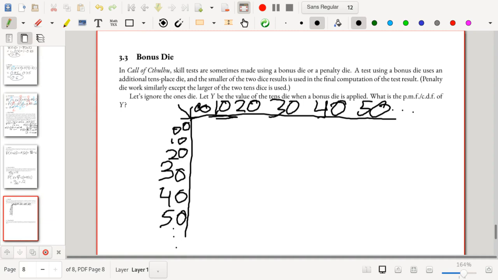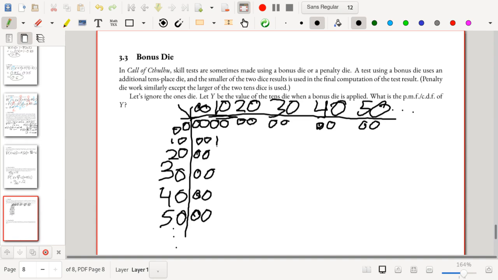So the minimum of 00 and 00 is 00. For 00 and 10, it's 00 again. For 20 and 00, it's 00 again. And you can see where this is going. The minimum between those two tens dice is always going to be 00. That's going to be true for that row and also for the column.